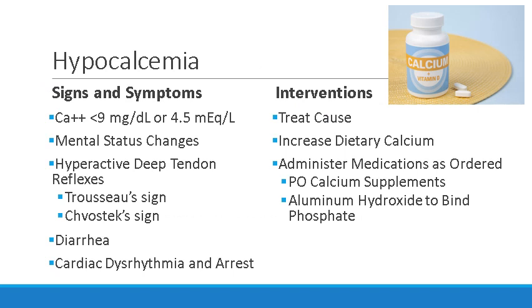For hypocalcemia, which again tends to be a little bit more common, we'll work through this slide here. I know there's a lot of information, but we'll talk top to bottom. So hypocalcemia, hypo meaning low levels of calcium, emia in the blood, so low blood levels of calcium. Again, it's going to be less than 9 milligrams per deciliter, or 4.5 milliequivalents per liter.